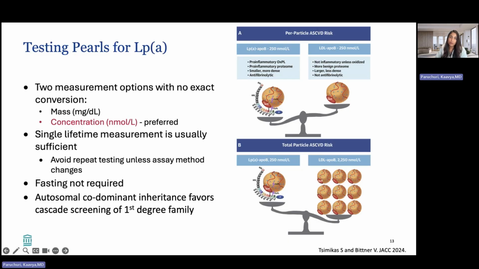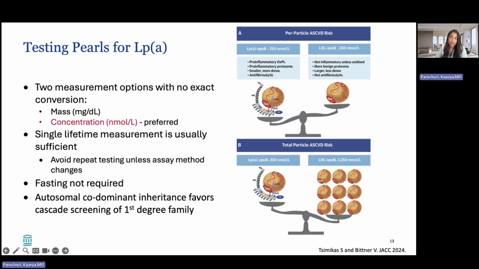Second, LPA only needs to be measured once in a lifetime in most patients, since levels are genetically determined and stable by around 5 years of age. We only consider repeat testing if a patient is felt not to be at steady state. They have treatable thyroid disease, renal transplant, or some sort of acute illness that might skew the test. Importantly, fasting is not required, and repeat testing is unnecessary unless you have a different, more accurate assay that's now available to you.